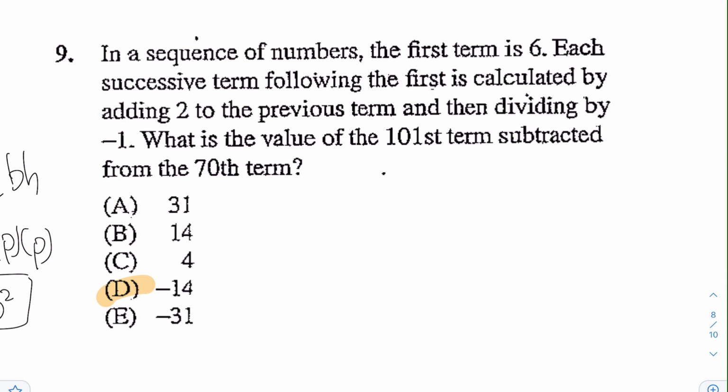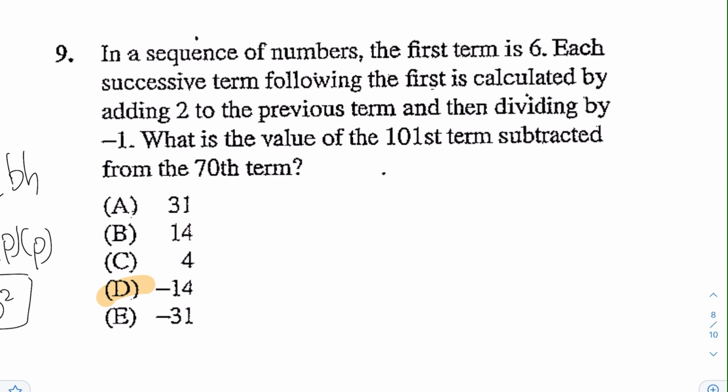All right, next for number 9. In a sequence of numbers, the first term is 6, and each successive term, so each of the next terms following the first, is calculated by adding 2 to the previous term, and then dividing by -1. What is the value of the 100th term subtracted from the 70th term? So here, just write out the pattern.